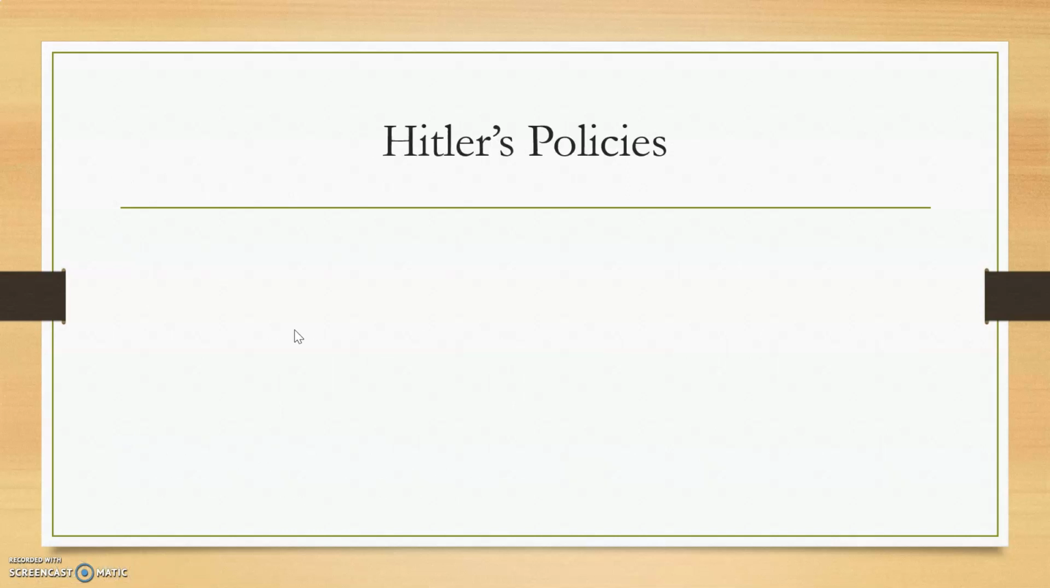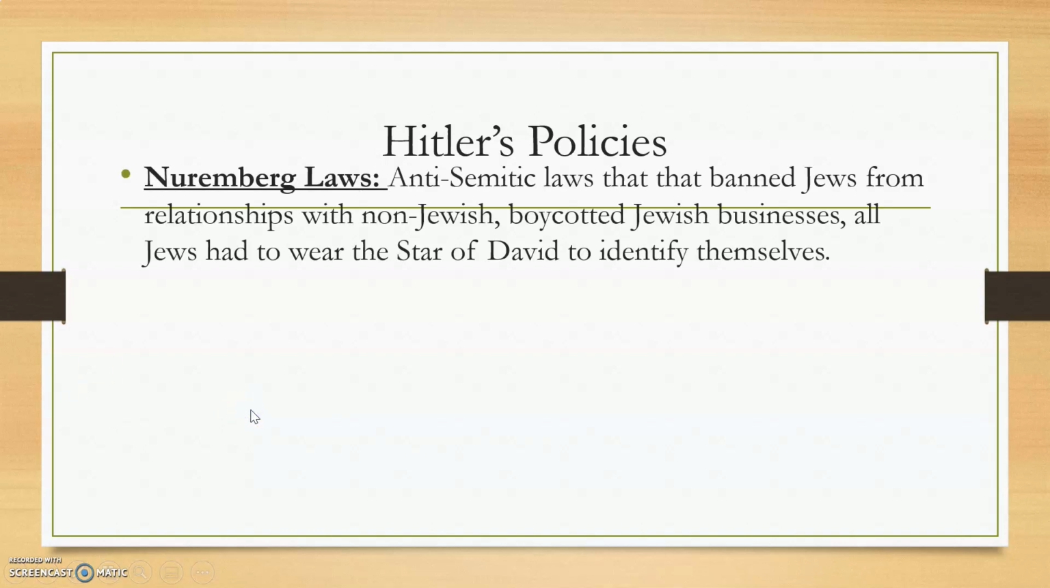So we talked about Hitler's actions and the steps on the international stage with him taking over countries, but let's look at some of Hitler's policies in his own country. The first policy that we're going to look at are the Nuremberg Laws. The Nuremberg Laws are basically anti-Semitic laws. Remember, anti-Semitic is basically against the Jewish faith, the Jewish people, that banned all Jews from relationships with non-Jews. It boycotted Jewish businesses. The Jews had to wear the Star of David to identify themselves so people would know if you were Jewish in public.